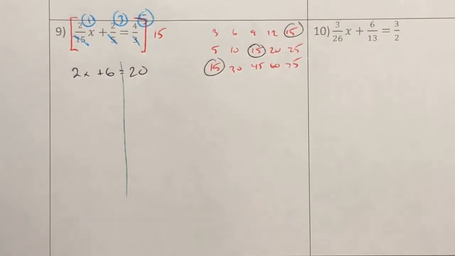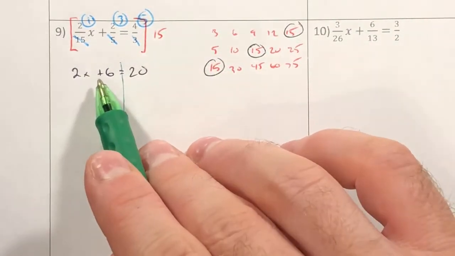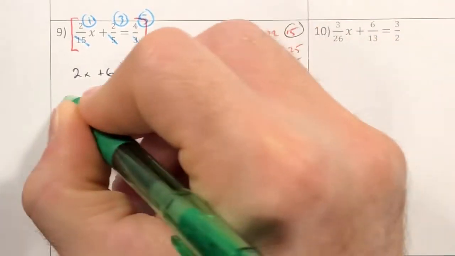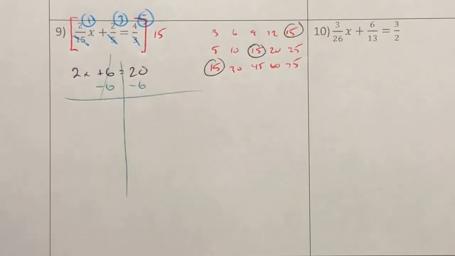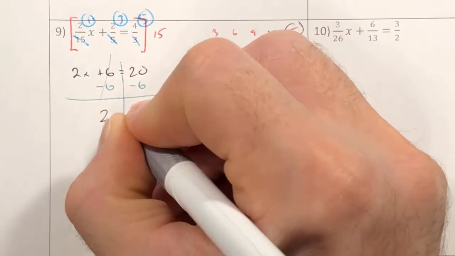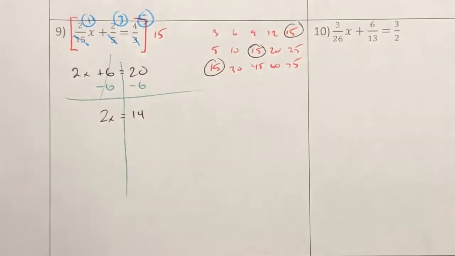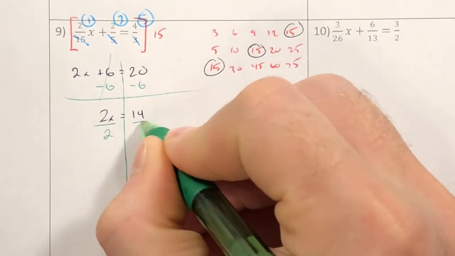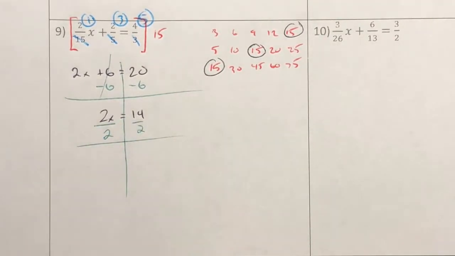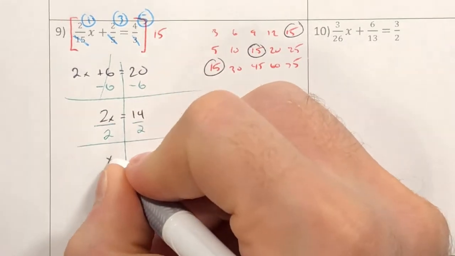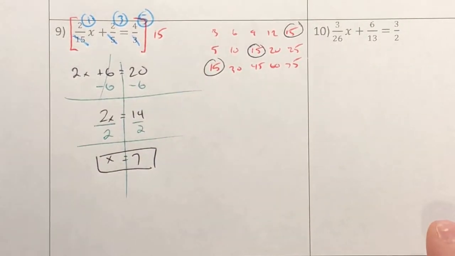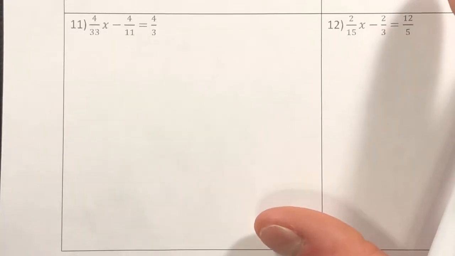So now I get to solve this. I'm going to get rid of the 6 on the left by subtracting 6. And I need to be fair, so I'll subtract 6 on the right. So it gives me 2x is equal to 14. Then I want to get rid of the times 2 by dividing by 2. And I'm going to be fair and do the same thing to the right-hand side, which gives me x equals 7. Perfect.